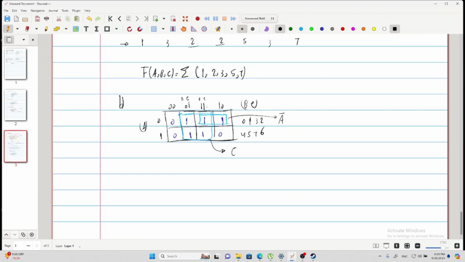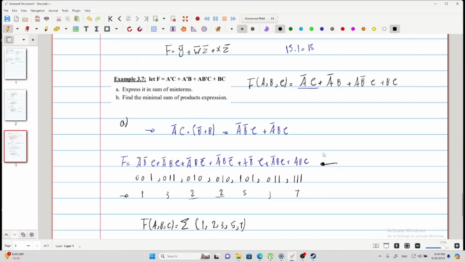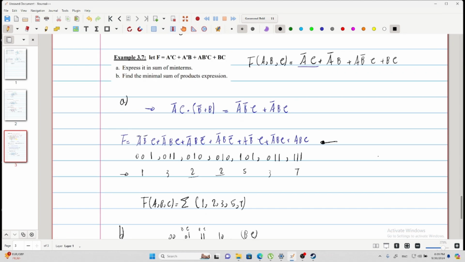You have A and A, which is B and B, and C changes, so B. So then the function becomes, which is the simplified function, C or A complement B. And that's it. That is the simplified function.